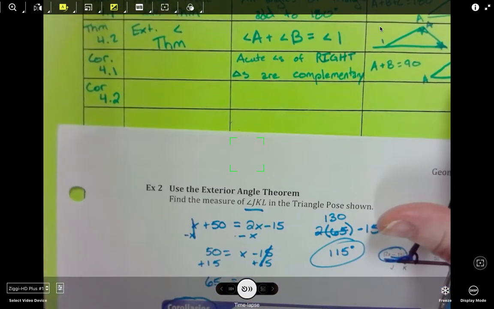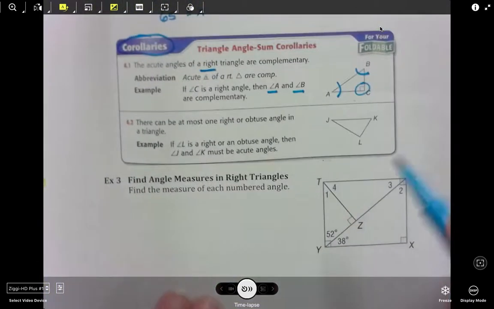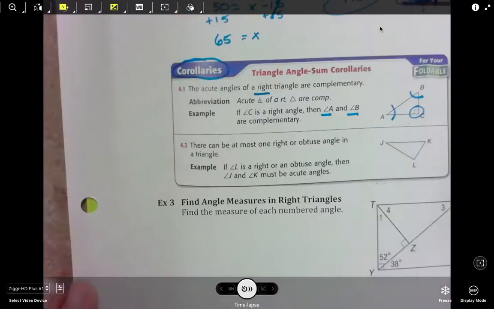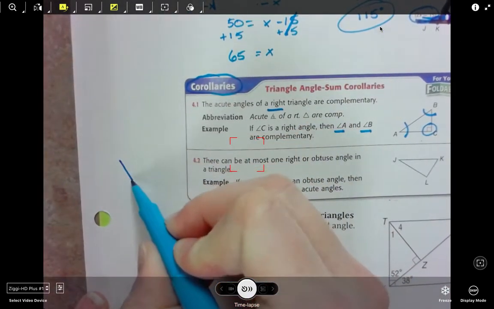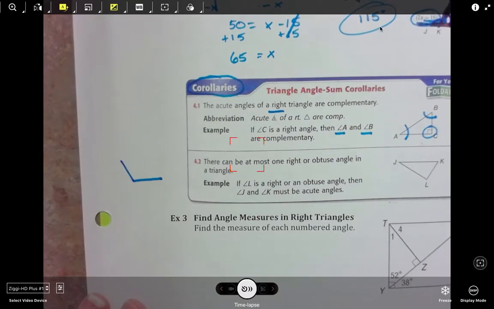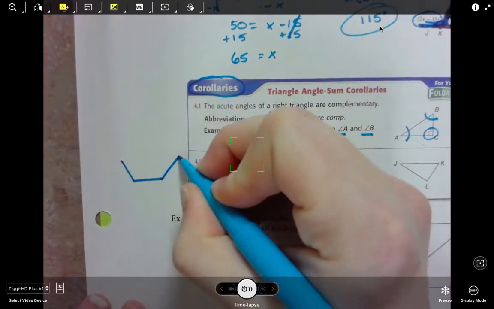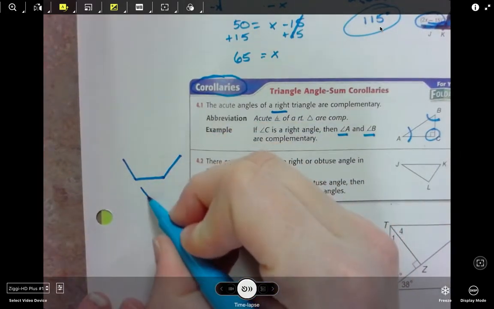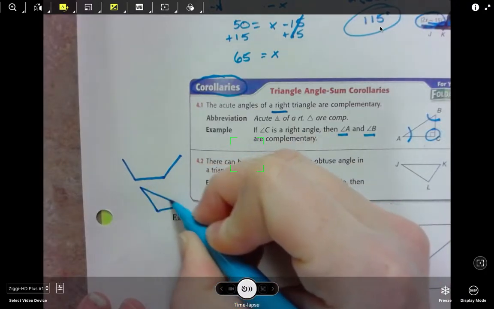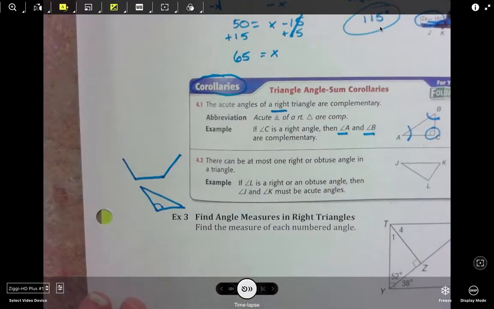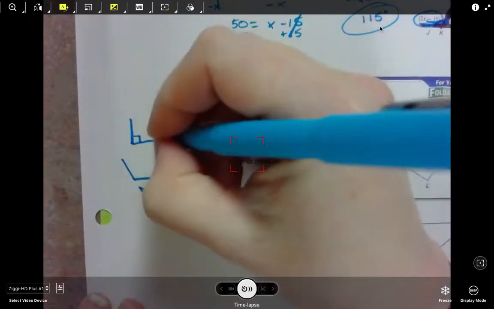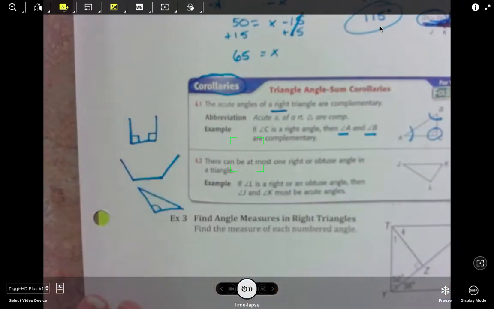And then Corollary 4.2 says there can be at most one right or one obtuse angle in a triangle. I'm going to demonstrate this for you. Here's an obtuse angle. If I try to draw another obtuse angle, there's another obtuse angle, but that doesn't make a triangle. It's not even a closed figure. There's no way I can draw a triangle that has more than one obtuse angle, or a right triangle. There's a right angle. If I try to draw another right angle, nope, not even a closed figure.